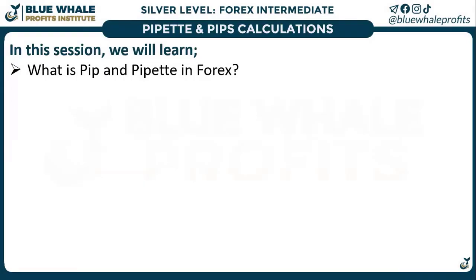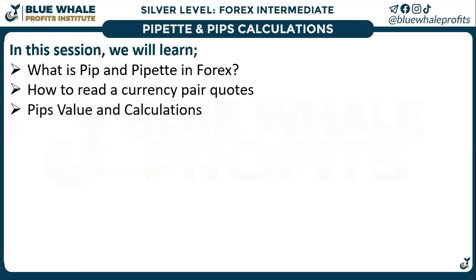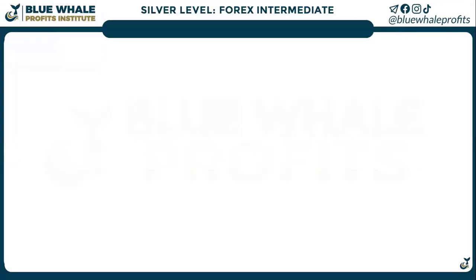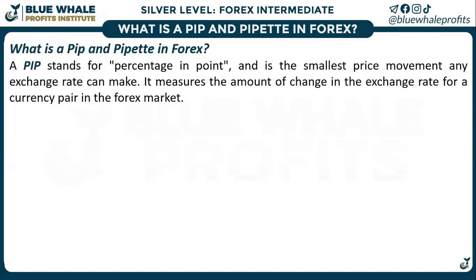So what is a pip and what is a pipette in Forex? How to read currency pair codes, and then pip value and calculations. All right, so moving forward, we say that a pip stands for percentage in points, and it is the smallest price movement any exchange rate can make. It measures the amount of change in the exchange rate for a currency pair in Forex.